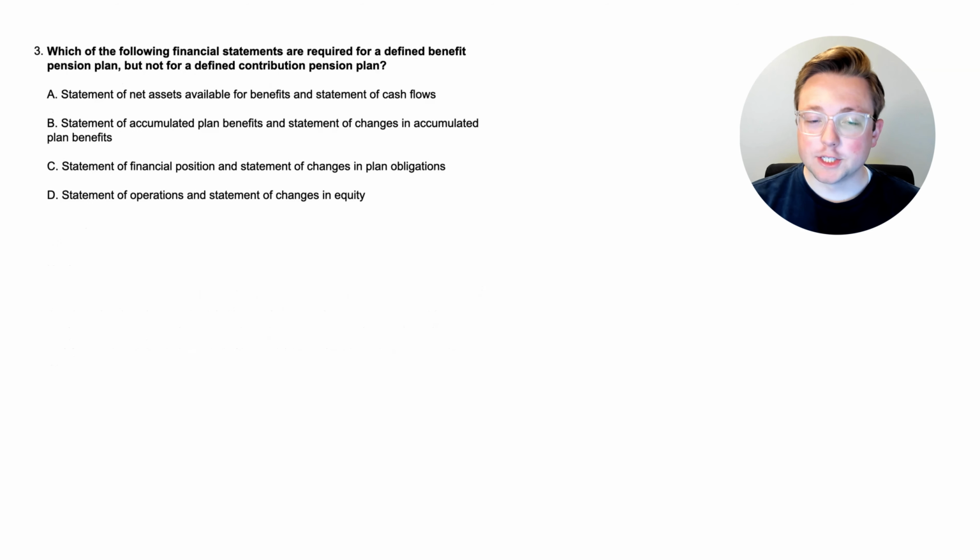All right, here we are at question 3. Which of the following financial statements are required for a defined benefit pension plan, but not for a defined contribution pension plan? So now we're talking about, I was mentioning that there are statements that are required for the defined benefit pension plan, but not for the defined contribution pension plan. So let's go through the options. Statement of net assets available for benefits and statement of cash flows, statement of accumulated plan benefits and statement of changes in accumulated plan benefits, statement of financial position and statement of changes in plan obligations, or statement of operations and statement of changes in equity.